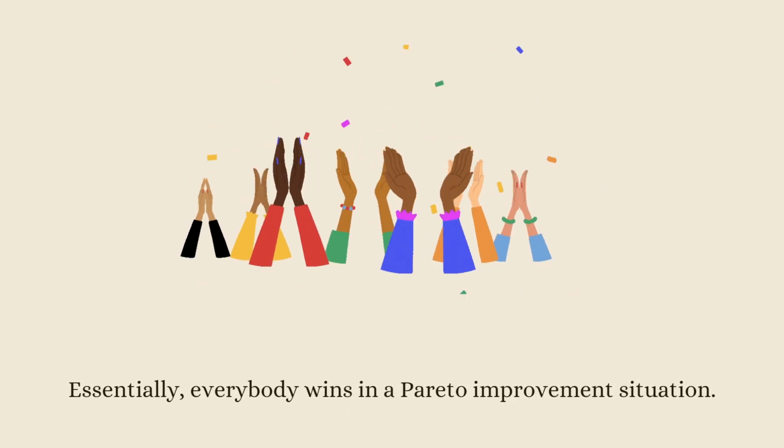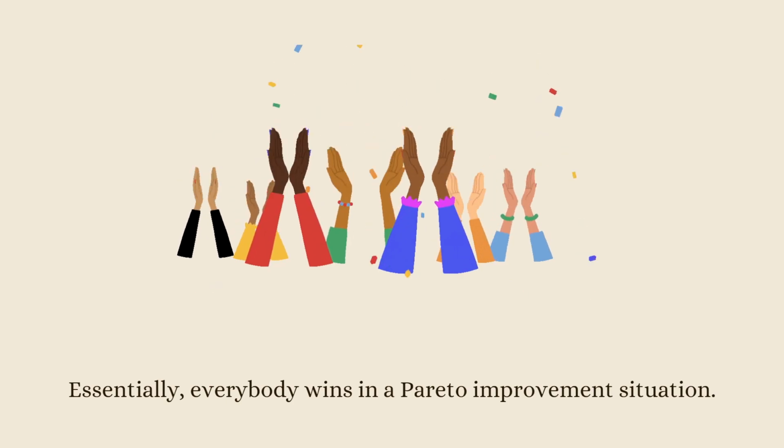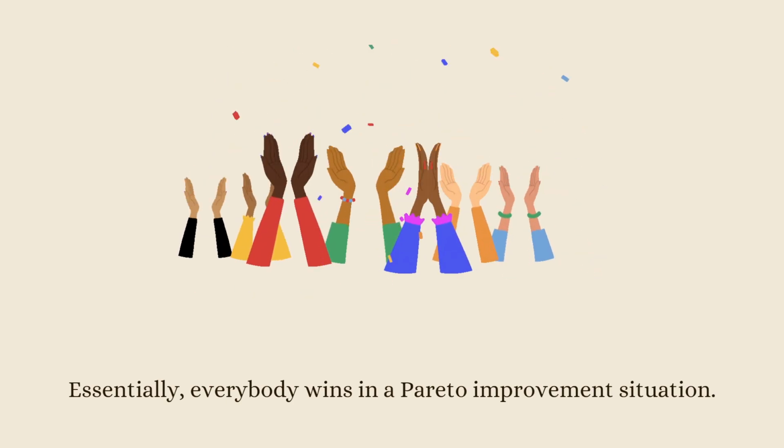And in summary, Pareto improvement aims to create a net benefit to society and the economy without harming any of its members. If it is possible, it always makes sense to do it. Pareto improvements are also referred to as no-brainers because it wouldn't make any sense not to implement it. Essentially, everybody wins in a Pareto improvement situation.